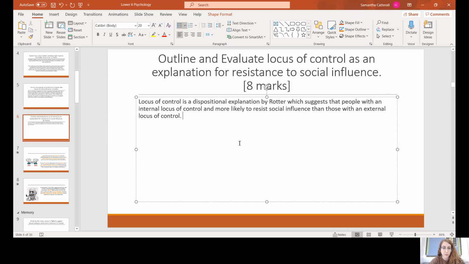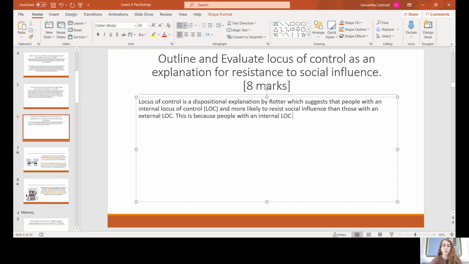So let's see where I'm going with this question. Locus of control is a dispositional explanation of resistance that stresses that people with an internal locus of control are more likely to resist social influence than those with an external locus of control. This is because people with an internal, do you know what I'm going to do as well? Here I'm going to put locus of control in brackets, and then I can use it thereon.